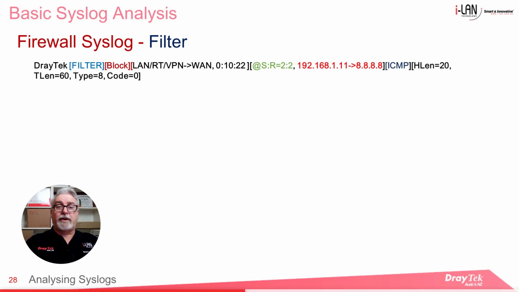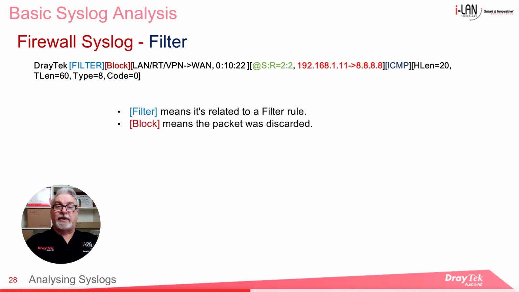In the example here, you can see a number of parts that are of interest, which are highlighted in different colors. The first one is filter, shown in blue. This means that this syslog entry is for a firewall filter rule. Next we have block, shown in red. This means that the data packet has been discarded.